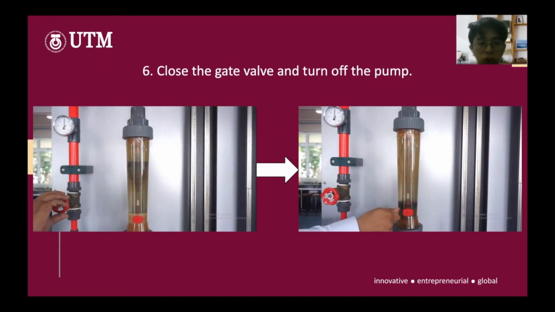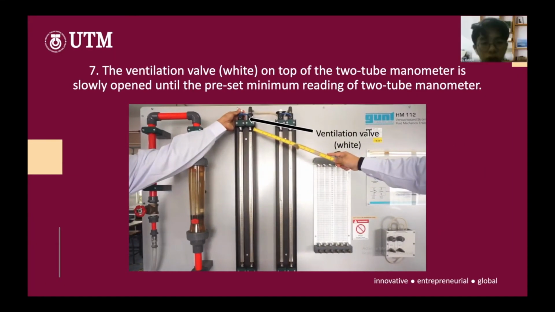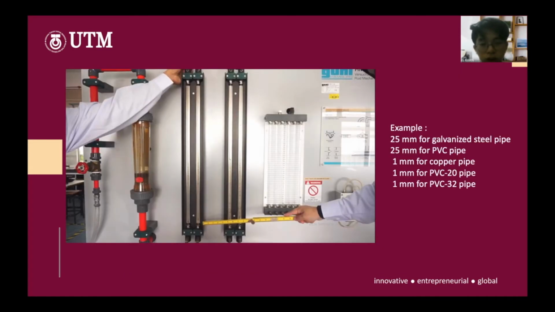After that, close the gate valve and turn off the pump. The ventilation valve, now the white one on top of the two-tube manometer, is slowly opened until a preset minimum reading of the two-tube manometer. This is an example of what you need to adjust: 25 millimeters for the galvanized steel pipe and PVC pipe, and 1 millimeter for the copper, PVC20 and PVC32 pipes.